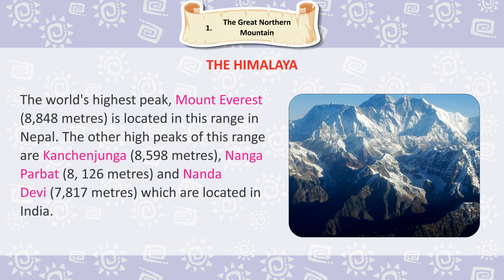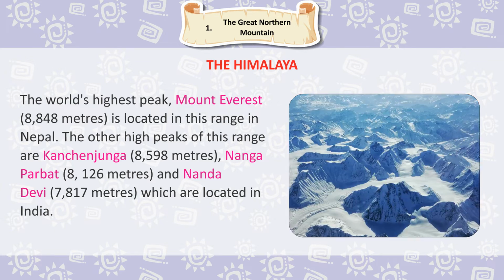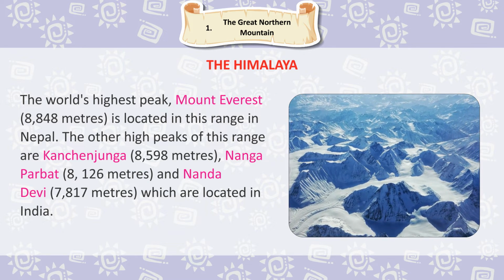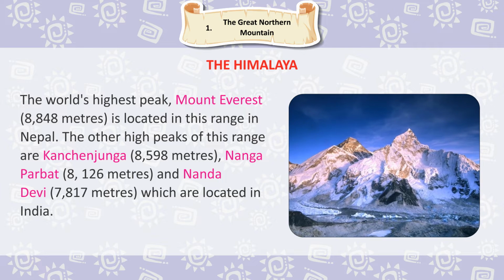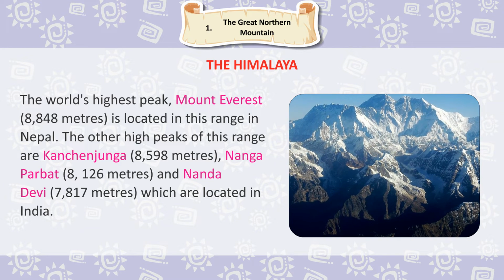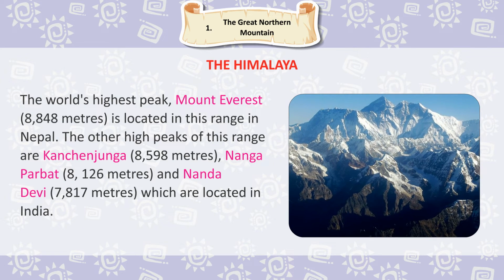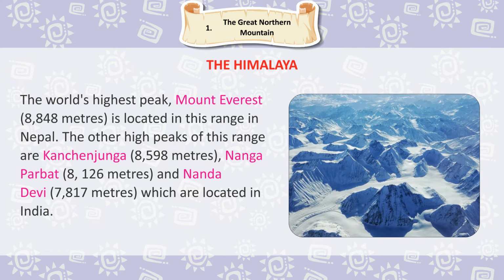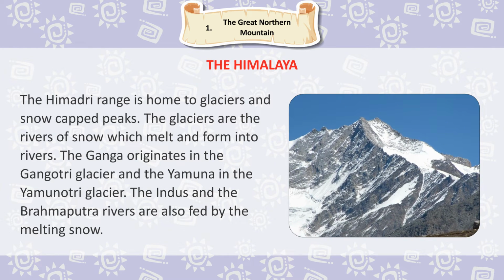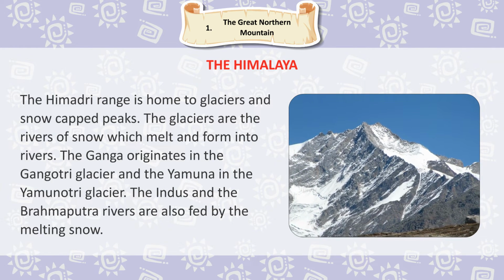The other high peaks of this range are Kanchenjunga, 8,598 meters, Nanga Parbat, 8,126 meters, and Nanda Devi, 7,817 meters, which are located in India. The Himadri Range is home to glaciers and snow-capped peaks.